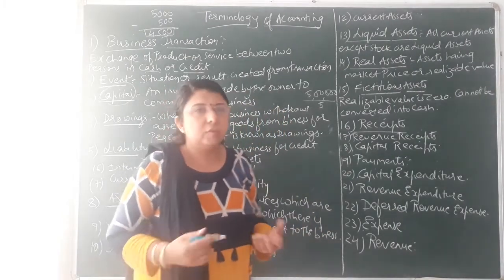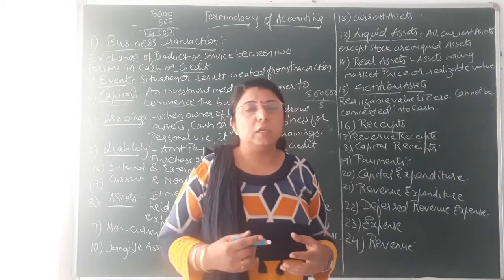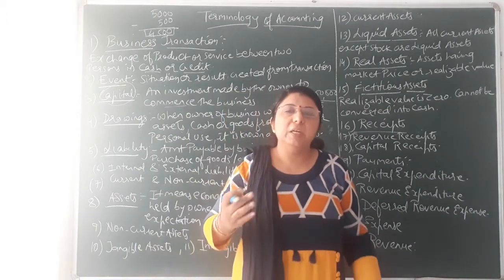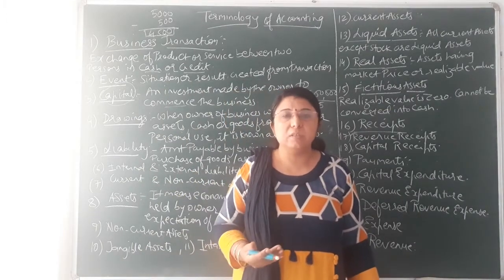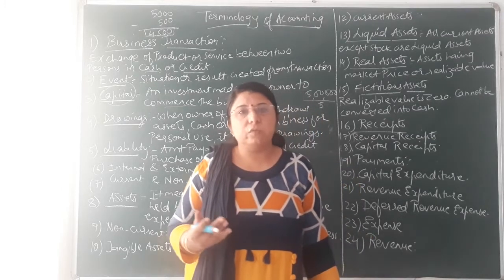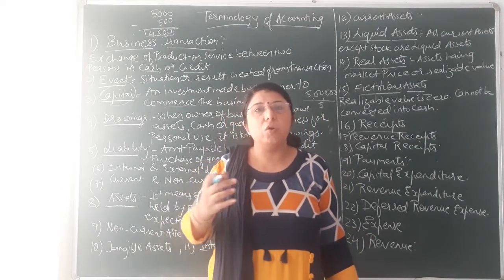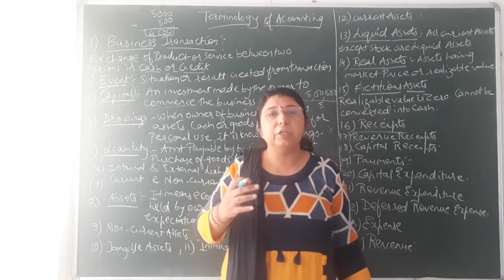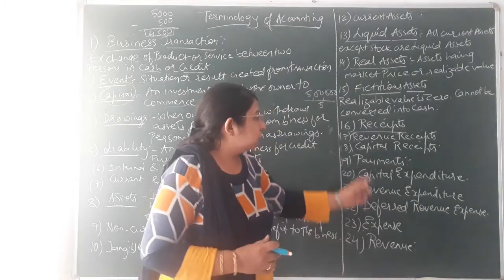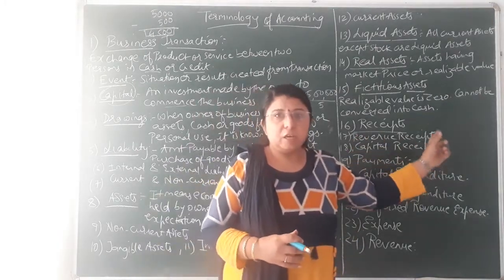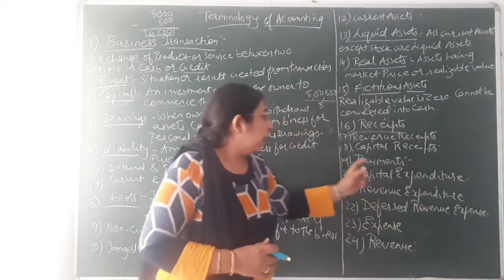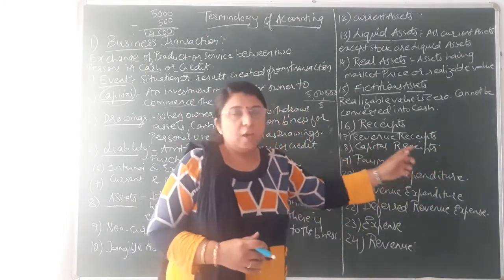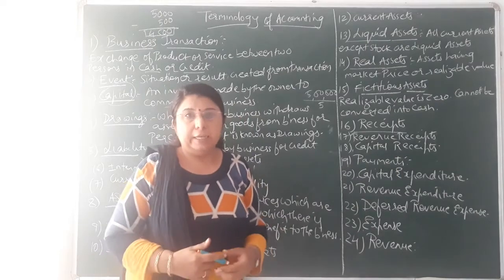Suppose commission received by the firm, or money received on sale of the product on a regular basis. These are examples of money received on a regular basis from the current activity of the business, and that is called revenue receipt, which is regular in nature. Okay, and capital receipts are those which are not regular in nature.